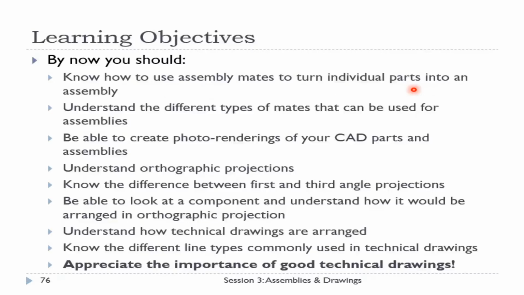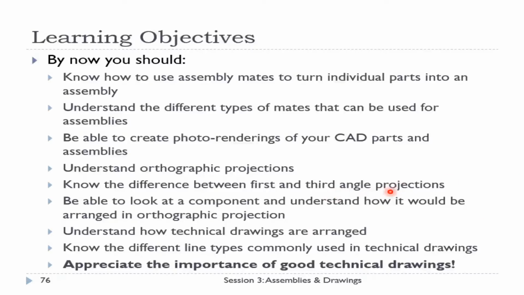So the learning objectives that we covered today, we discussed different assembly mates and how you can make assemblies from individual parts using bottom-up approach. So we discussed different mate types that can be used in assemblies. We covered the photorealistic rendering using PhotoView 360 add-in. We discussed the orthographic projection. So hopefully now you have better understanding about the first and third angle projection methods.